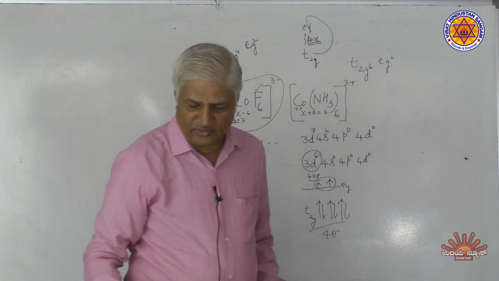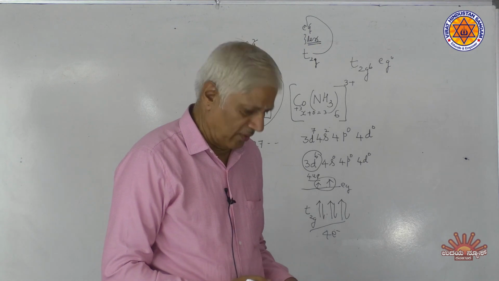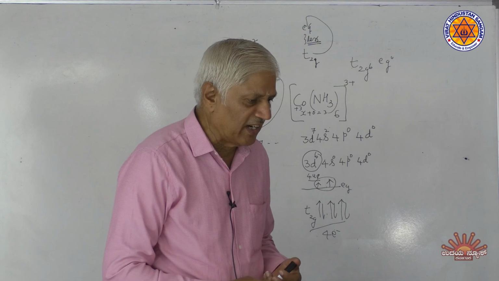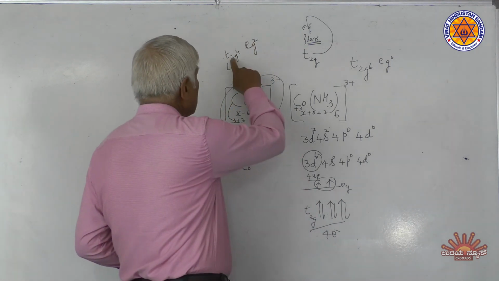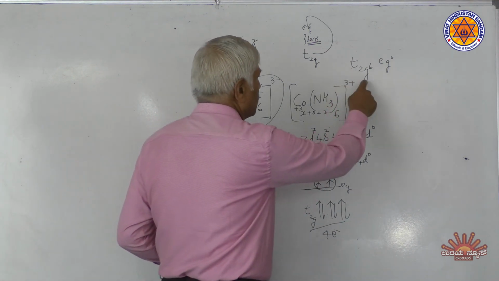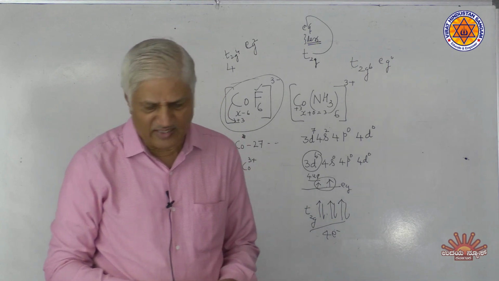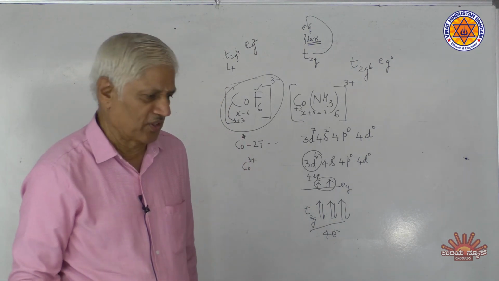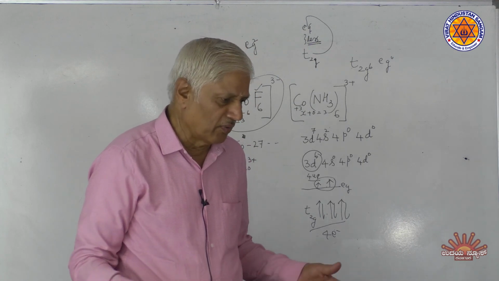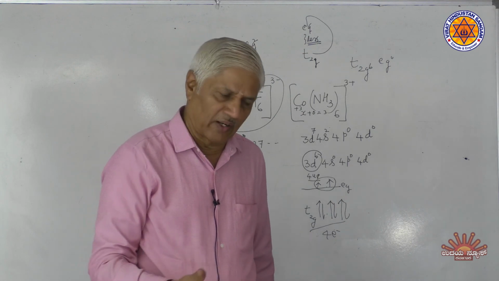So, see the options. Yes, we have given CoF6 as first, therefore it should be T2G4 EG2, and here it is T2G6 EG0. So this is slightly maybe a difficult question. Better you see after the session, when you find time, you think over this question again and see your explanation again.